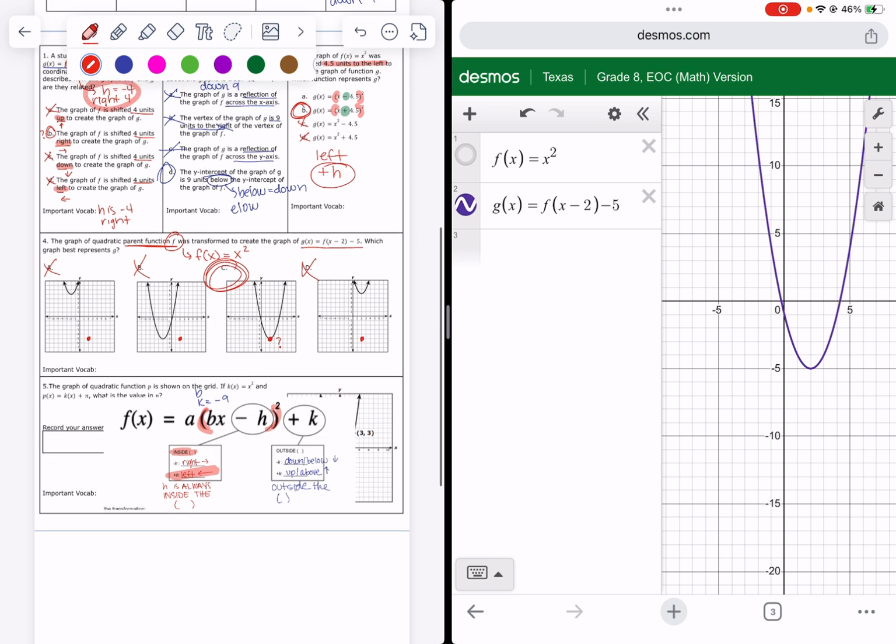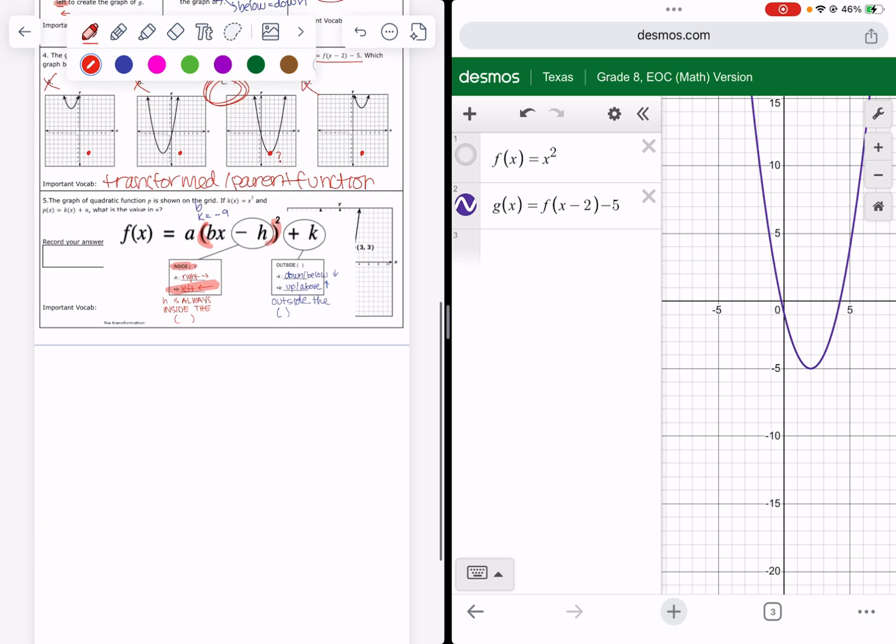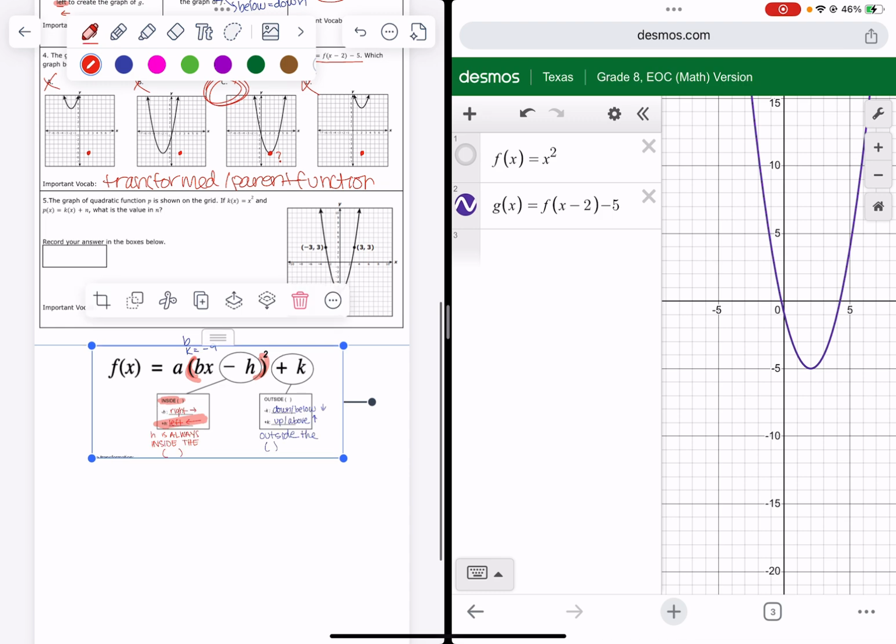Okay. My important words were transformed and parent function. Parent function is important because it's telling you what to plug into Desmos. This right here is our parent function. We need to plug that into Desmos to get my correct answer. So let's go ahead and try the last one.